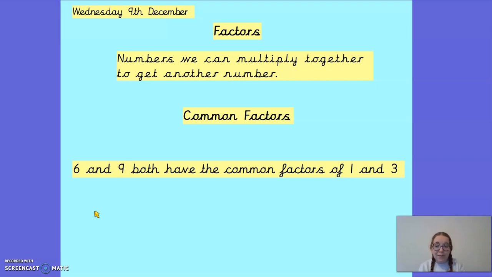Now common factors are factors that are the factors of more than one number. So for example, 6 and 9 both have the common factors of 1 and 3. And top tip for you, 1 is the most common factor of all because it's a common factor of every single number out there, every single whole number that is.